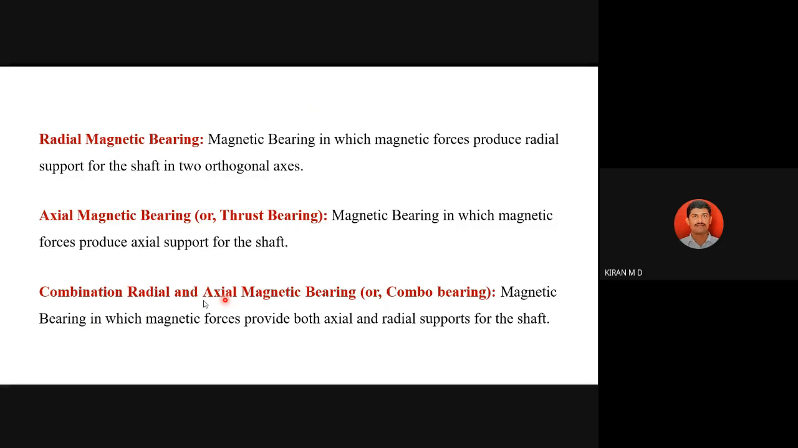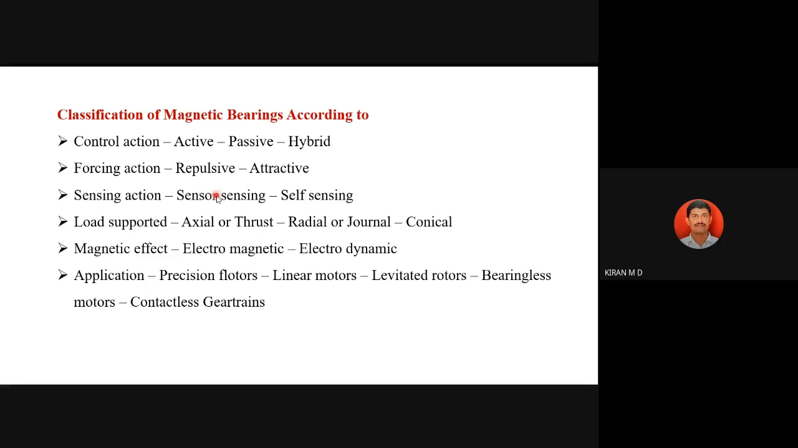Combination radial and axial magnetic bearing, or combo bearing, or conical bearing. In this case, the magnetic force is provided to support both axial and radial loads. So when we study magnetic bearings, we are going to study the bearings based on the control action. One bearing may contain all the classifications.